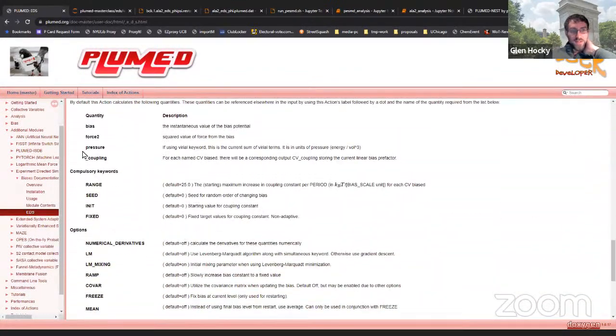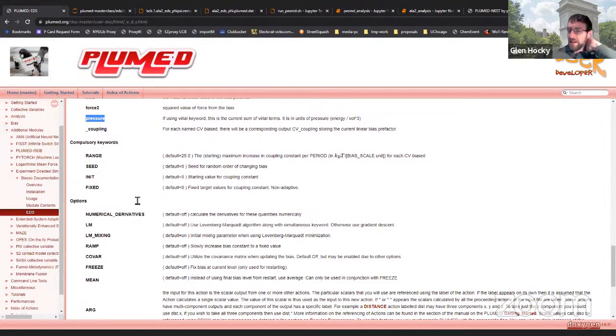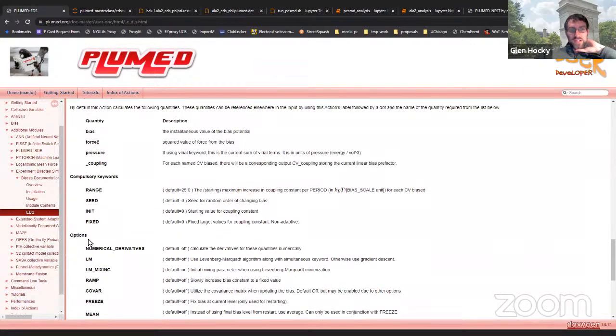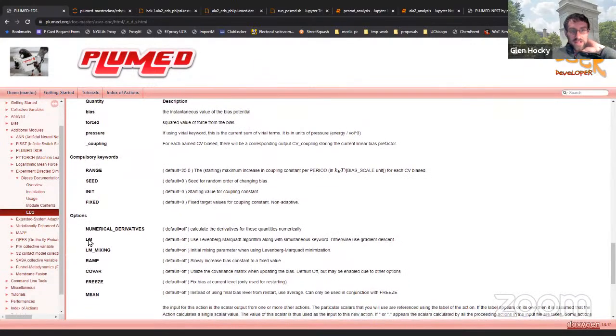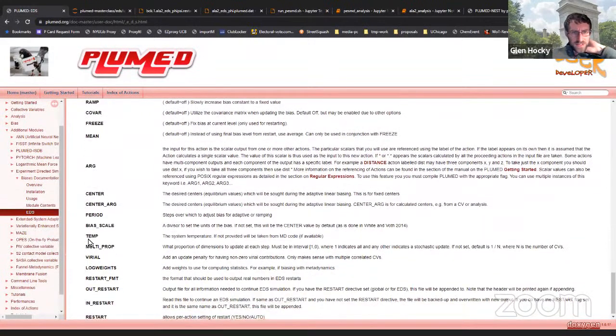Namely, Andrew mentioned we can use this pressure thing to regularize the parameters that it chooses, so it's more likely to find a stable solution if you do it multiple times, which is something that's in his review article. And if you're combining multiple CVs, you can try doing this LM or COVAR, or you can try changing the fraction of CVs that are updated at each time, which is this multi-prop thing.